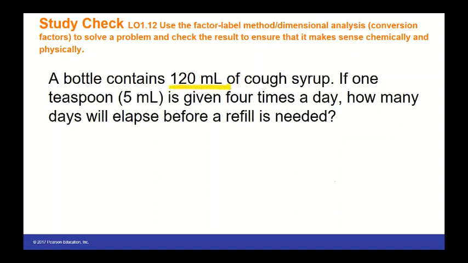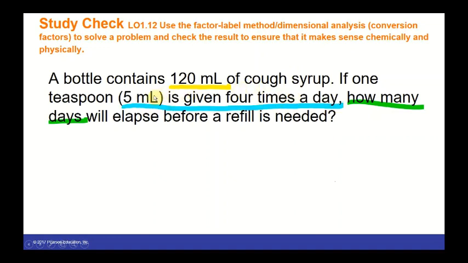Okay. Well, we know that we have 120 milliliters of cough syrup. The problem reads, a bottle contains 100 milliliters of cough syrup. If 1 teaspoon, 5 milliliters, is given 4 times a day, how many days will elapse before a refill is needed?